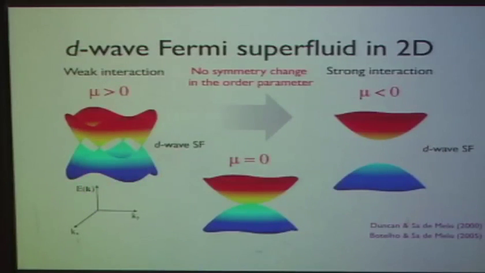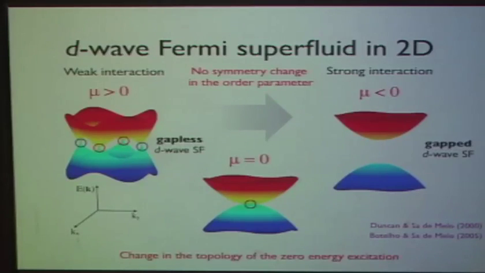However, in the D-wave superfluid in two dimensions, in the weak interaction limit, the chemical potential is positive, and in the strong interaction limit, the chemical potential is negative. And during this BCS to BEC evolution, there is no symmetry change in the order parameter. Still, on the BCS side, the superfluid is D-wave, and the BEC type superfluid is also D-wave superfluid. So there is no change in the order parameter.